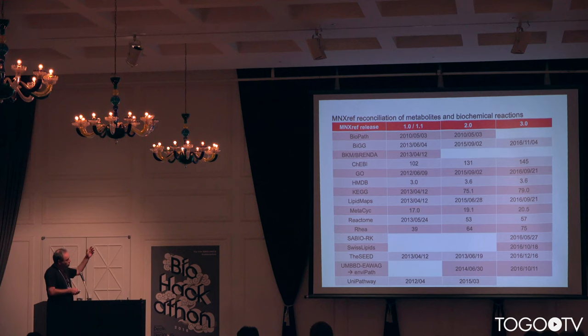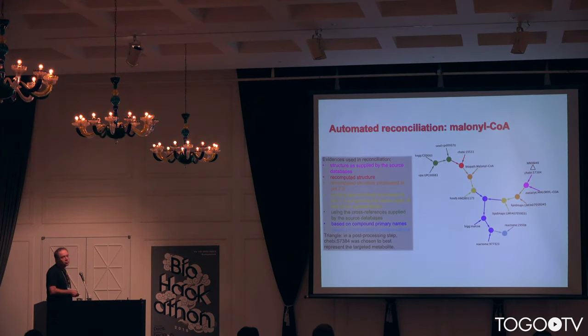For the reconciliation, we try to put together all the different resources that are on this slide. The number is growing. It's a mixture of metabolite databases, reaction databases, and, for example, the GO ontology. An example of an automated reconciliation, for example, for malonyl-CoA, we have combined evidence from the molecular structure. We have also considered the context of the metabolites, which is typically the reaction.